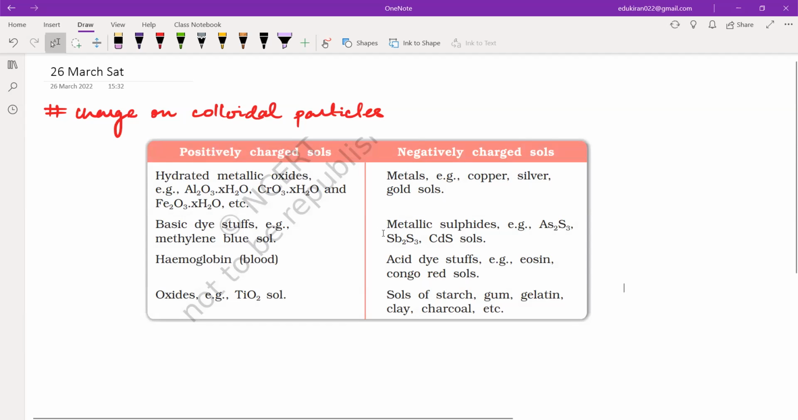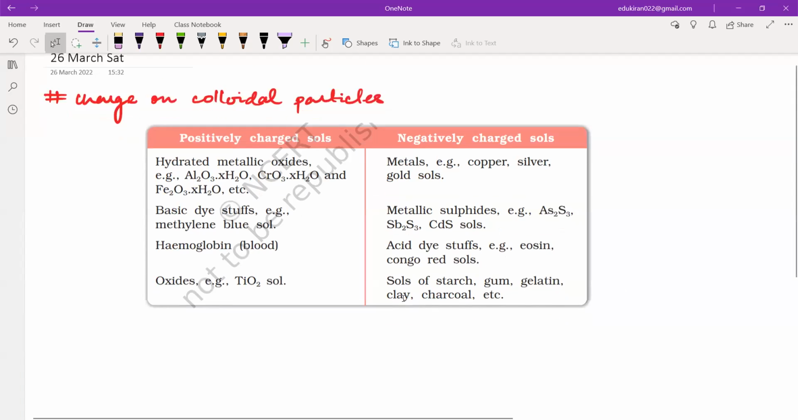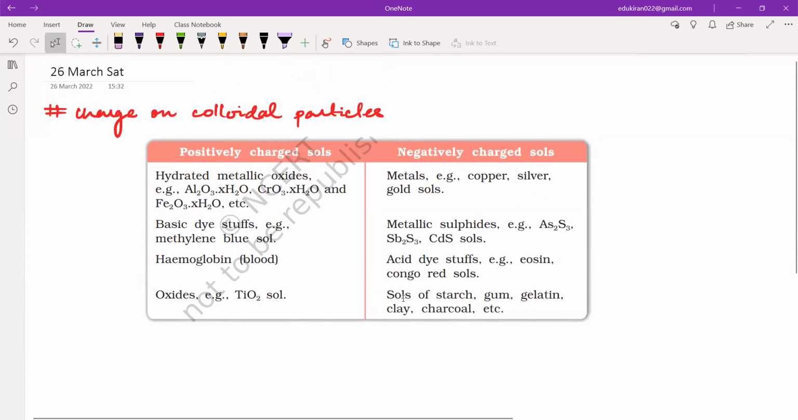I don't want all of you to remember it, but we will study the origin of charge. How does the charge originate in the colloids? You have to understand that mechanism, and that can be asked. So this is charge on colloidal particles. There are a few positively charged salts and a few negatively charged salts. Now we'll study how the charge is originated.